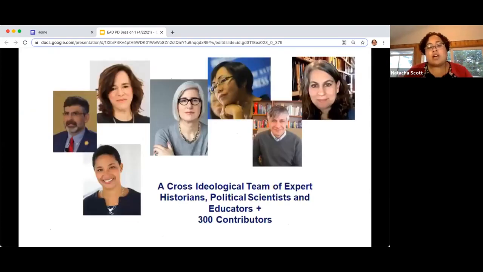It's a cross-ideological team of experts, historians, political scientists, and educators, and over 300 contributors who helped create and develop this roadmap. This roadmap was a labor of love over the last almost 2 years, really having these rich conversations, trying to come to consensus, and really having richer discussions together.